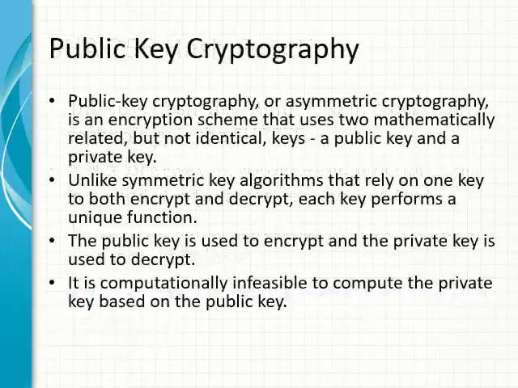So then blockchain also uses public key cryptography. Public key cryptography is asymmetric cryptography. It is an encryption scheme that uses two mathematically related but not identical keys, public keys and private keys. Unlike symmetric key algorithms that rely on one key to both encrypt and decrypt data, each key performs a unique function. In public key cryptography, there are two types of keys: public key and private key.